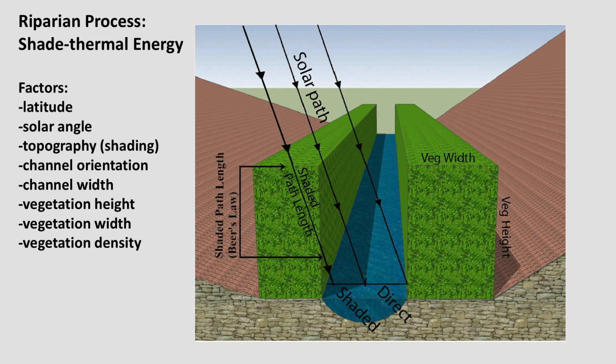Another process is shade thermal energy. And what's important there is just the physics of light transmission via the topography and streamside vegetation. Channel orientation is important, like which way the channel is pointing. And so you can see the different things that people use in their simulation models to think about what vegetation next to the stream does to the stream channel.